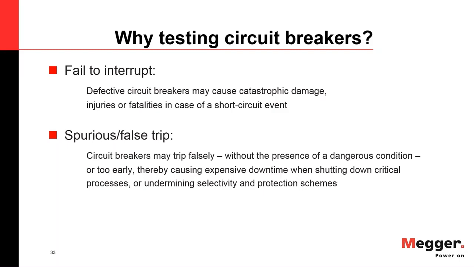Another application would be a conveyor belt, where it shuts down the entire production line because of a spurious or an incorrect trip. So it's also very important that the circuit breaker is not tripping too early. So quite the opposite from a high current fault.